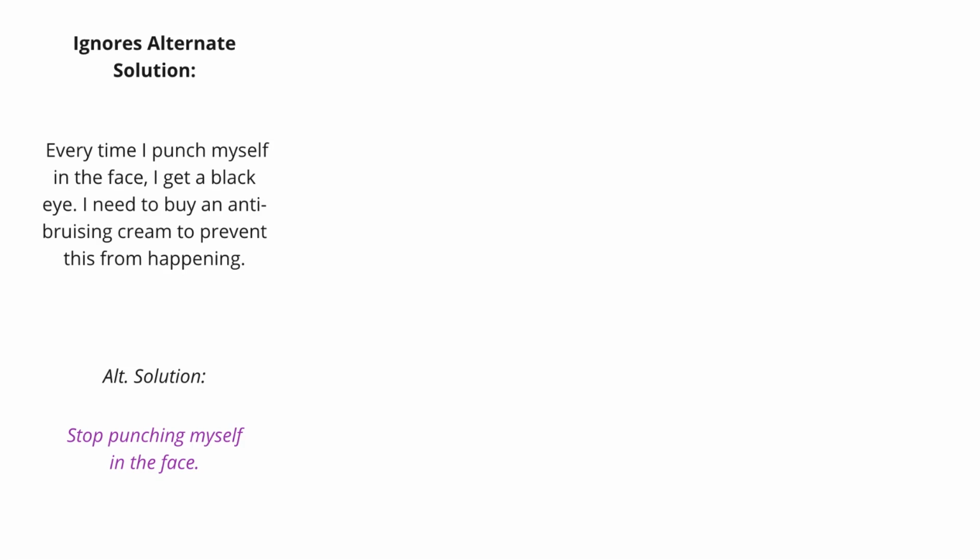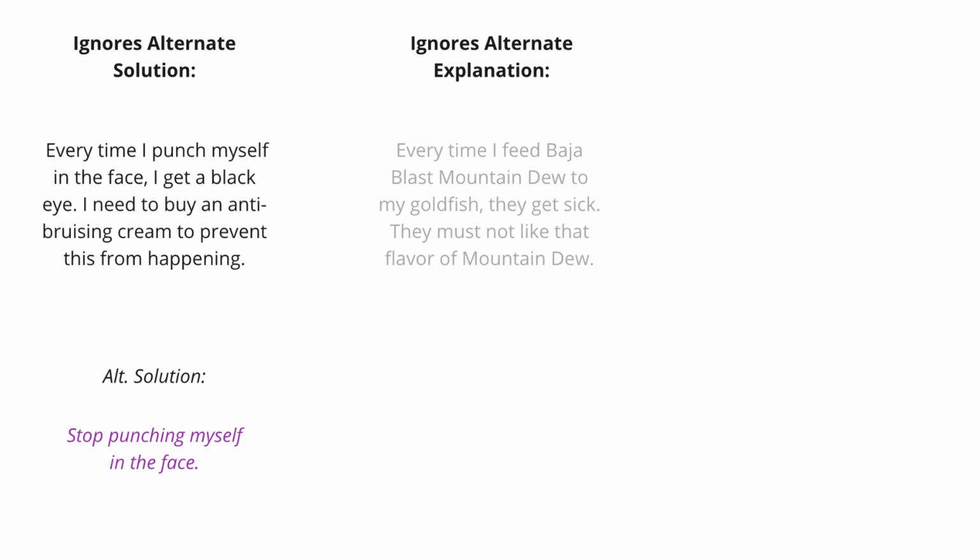Another variation is when the argument ignores an alternative explanation. The argument arbitrarily picks one explanation for a phenomenon, ignoring other equally convincing or more convincing explanations. For example, every time I feed Baja Blast Mountain Dew to my goldfish, they get sick. They must not like that flavor of Mountain Dew.